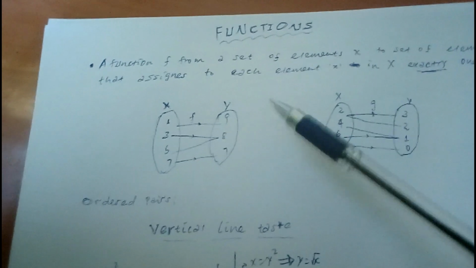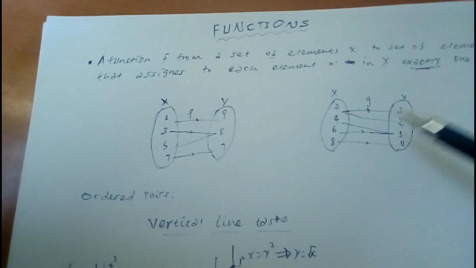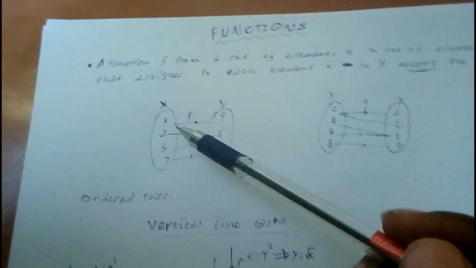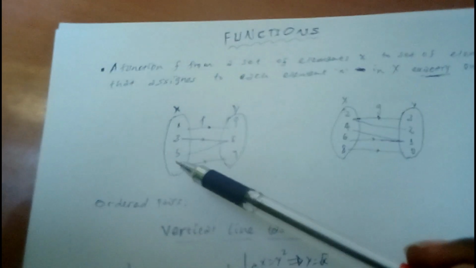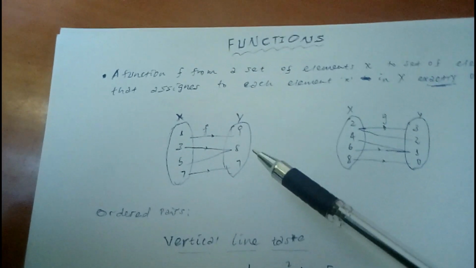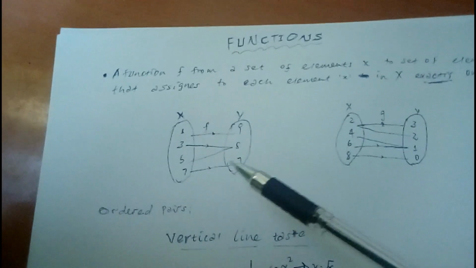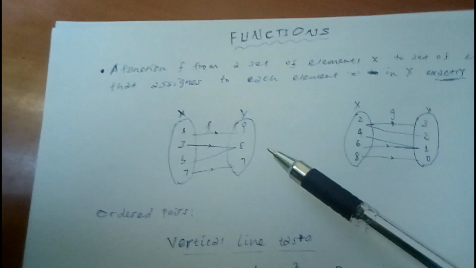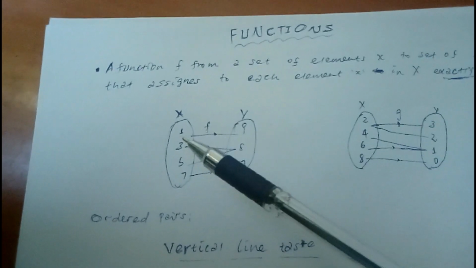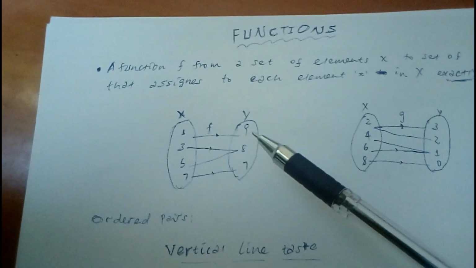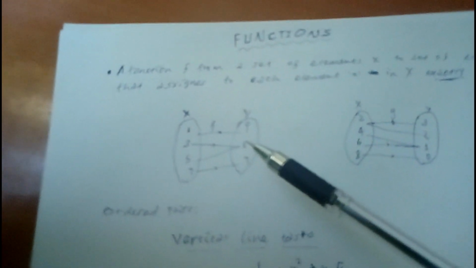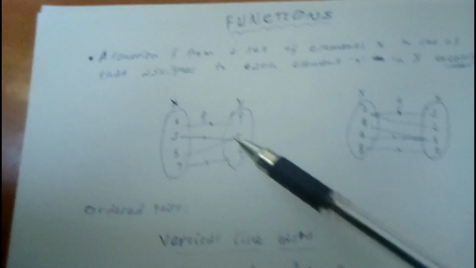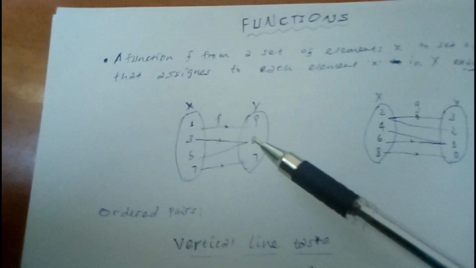Consider the elements of X as children, and the elements of Y as fathers. Any child will have only one father. A child cannot have two different fathers. If 1 is a child, 9 can be his father. 3, his father will be 8. And 5, his father will be 8 again. But here, a father can have two or more children.